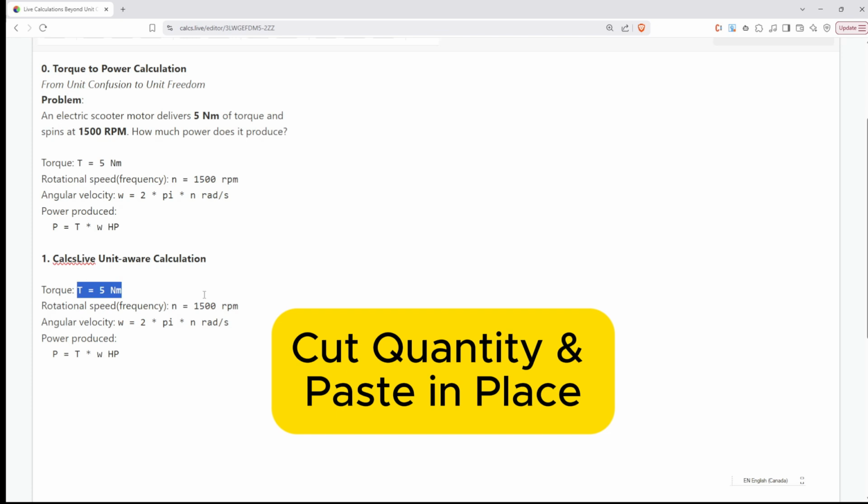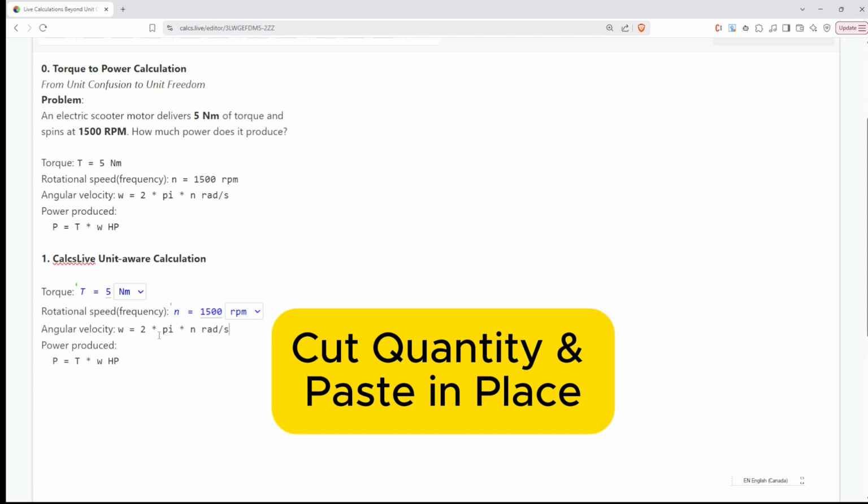You write 1500 RPM. And if the system understands units, it does the conversion from RPM to radians per second automatically behind the scenes. Just like in that example calculation, one of the sources had it use T equals 5 Nm and N equals 1500 RPM. And it showed calculating omega first. So taking 1500 RPM, the system converts that to rad/s.